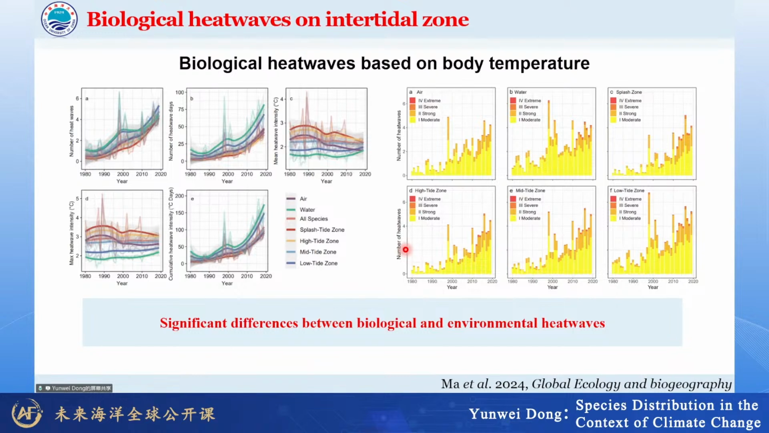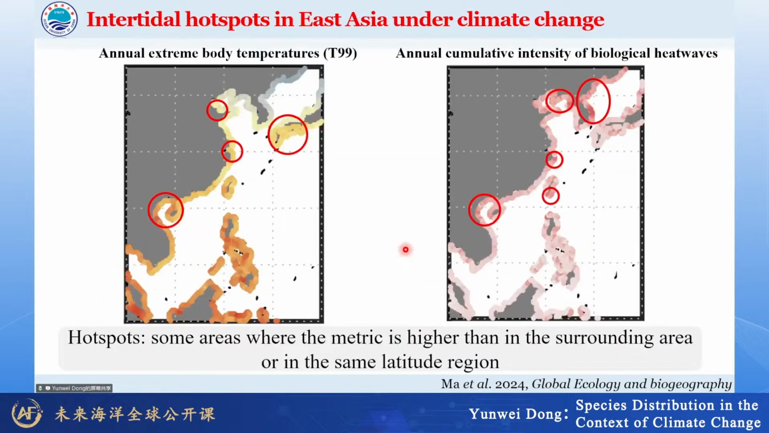Okay, the third question is, where are the hotspots? Based on the annual extreme body temperature, like T99, which is the 99th percentile of body temperature in the whole year, you can find some hotspots. You can find them in Beibu Bay, in some areas affected by the Kuroshio in Japan, and also the Yangtze River estuary, and some bays like Laizhou Bay in the Bohai. Based on the biological heat wave, you can also find hotspots in Beibu Bay, the Kuroshio affected area, Korea, and also Bohai Bay.